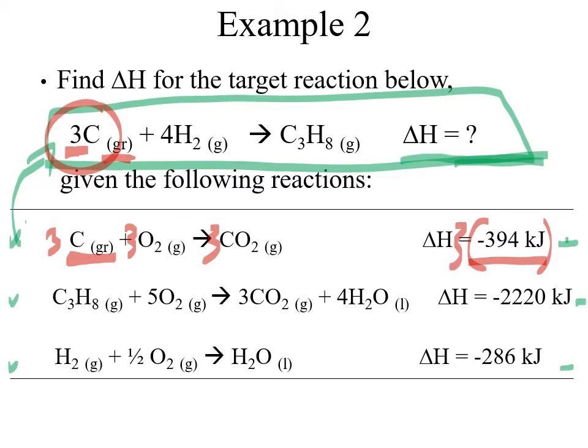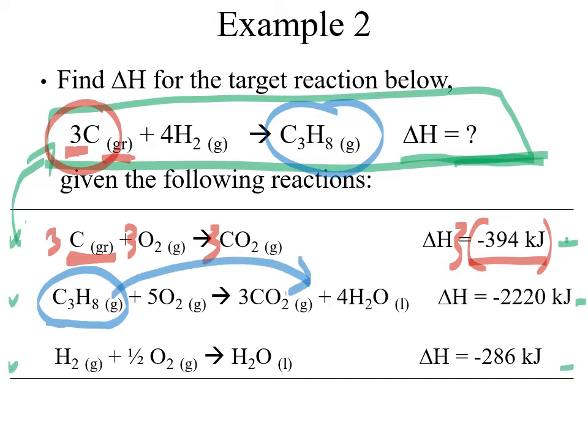And then I look, okay, my propane's here, and in this reaction I do have propane, but it's on the wrong side. It is one of them, so I have the right amount of it, but I've got to get propane over to the other side. So what I could do is take this entire reaction, including the delta H, and flip the whole thing, or think of it as multiplying that equation by -1. The products would become reactants, the reactants would become products, and the delta H itself would flip as well. So instead of being negative 2,220, it would be positive 2,220. So that would take care of the propane and the carbon.